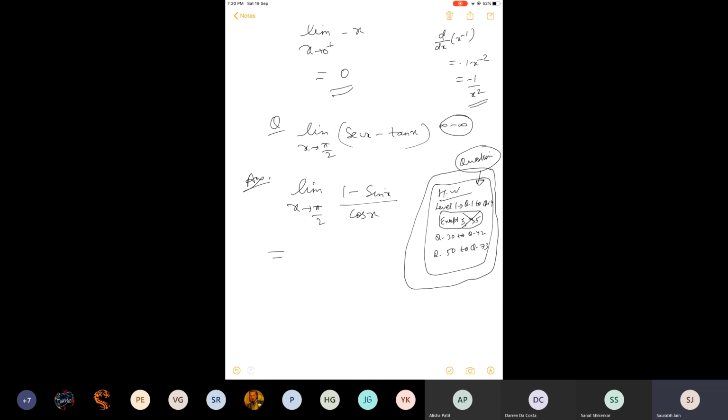What was your next step? So, differentiating. Yes, right. The differentiation of 1 is 0, for sine it is cos, and what about the differentiation of the denominator? Minus sin x. So after differentiating and simplifying, you will see that it is cos x upon sin x. You put this value here.